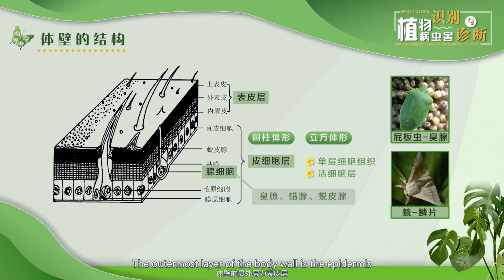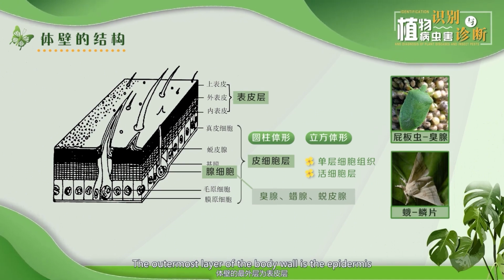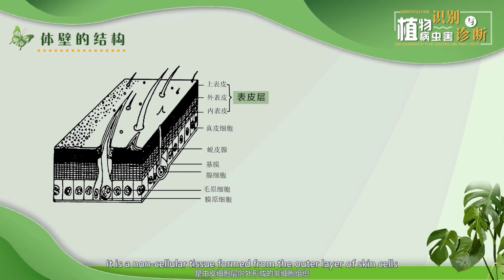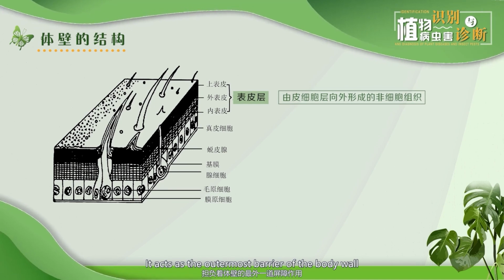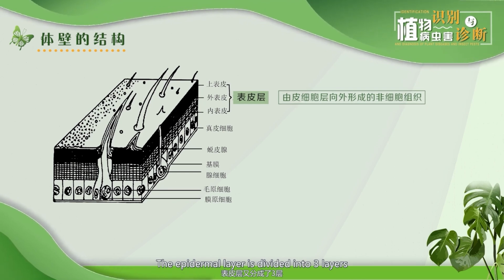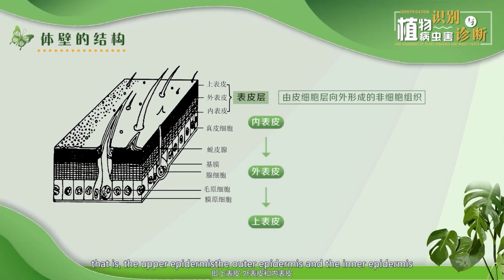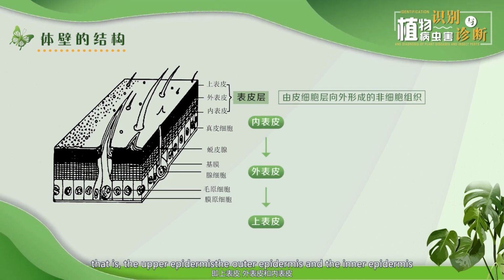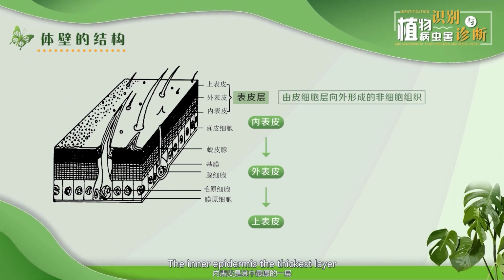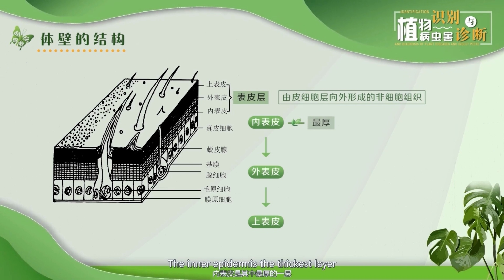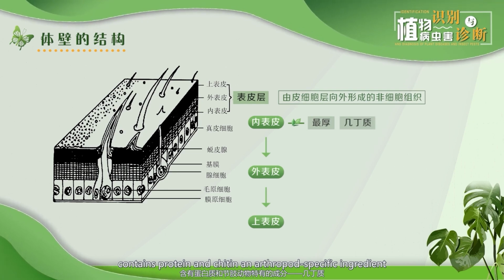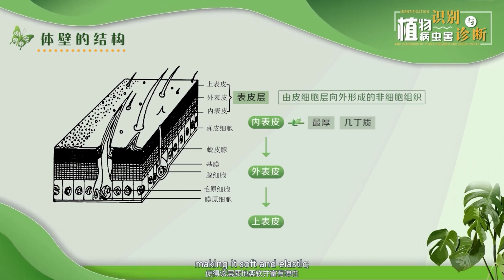The outermost layer of the body wall is the epidermis. It is a noncellular tissue formed from the outer layer of skin cells. It acts as the outermost barrier of the body wall. The epidermal layer is divided into 3 layers, that is, the upper epidermis, the outer epidermis, and the inner epidermis. Each layer has a certain composition. The inner epidermis, the thickest layer, contains protein and chitin, an arthropod-specific ingredient, making it soft and elastic.